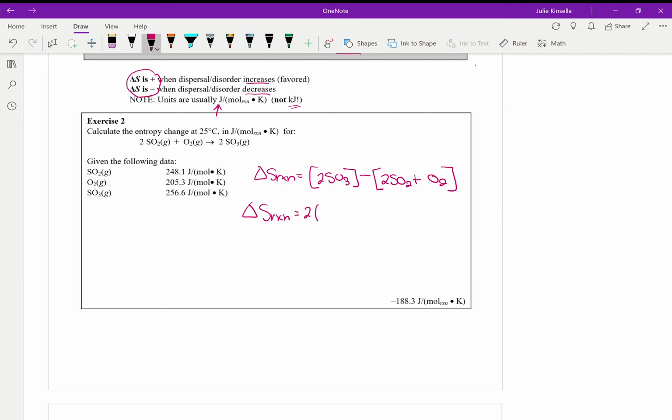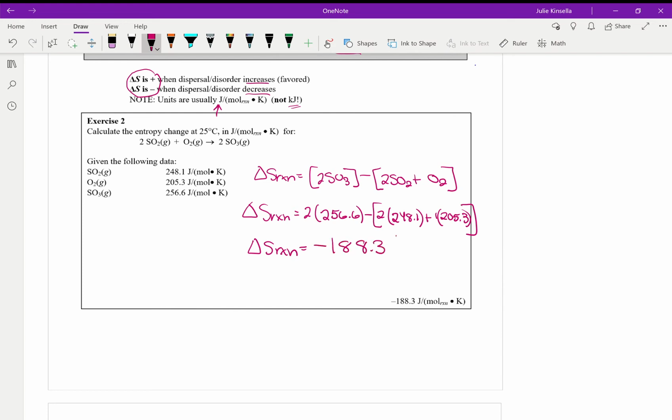So I'm going to have 2 times my 256.6 minus 2 times the SO2 value, 248.1 plus 1 times O2 here, which is 205.3. Okay, when you go ahead and actually plug those in, you're going to get negative 188.3.